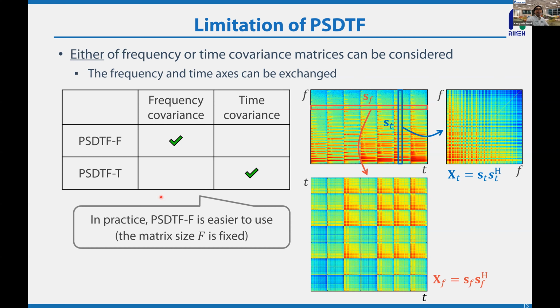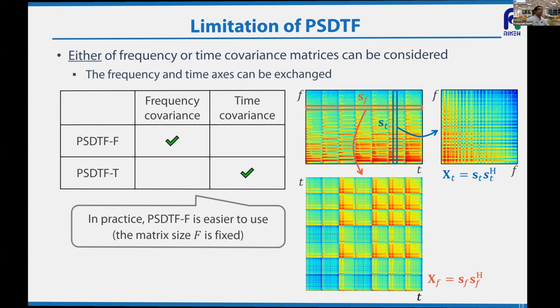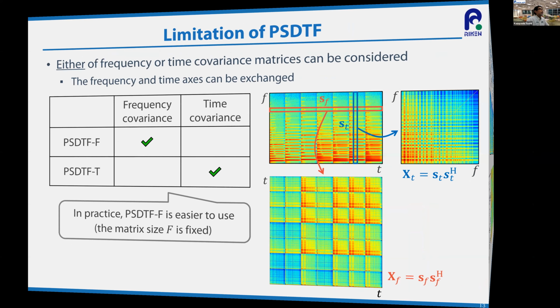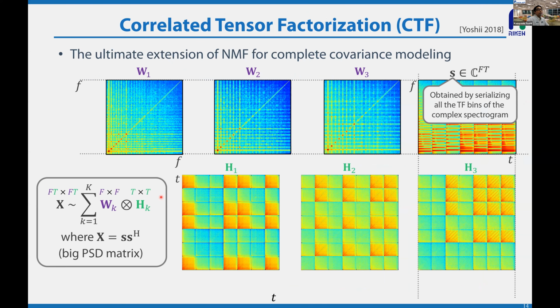So how to deal with both covariance structures at the same time? This is a main research question. So to do that, we have developed correlative tensor factorization, CTF in short. So here, in this model, both the frequency domain covariance matrices and the time domain covariance matrices can be dealt with simultaneously.